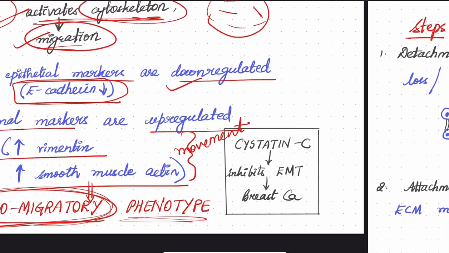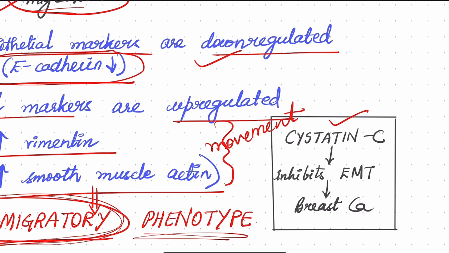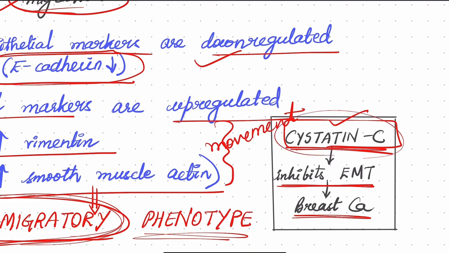And in recent studies, this drug called cystatin C has been studied. Studies say that it inhibits EMT, it inhibits this transition. So studies have been done to prove its efficacy in breast cancer by inhibiting EMT. This is cystatin C, recently in studies.